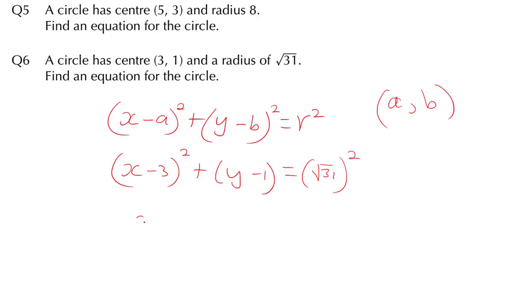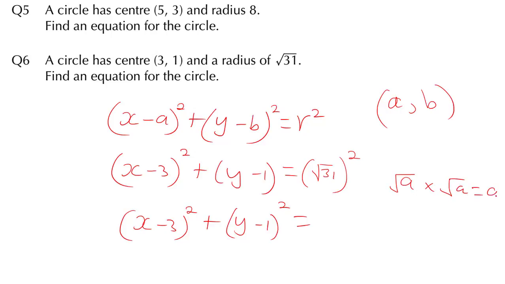Now, we just basically simplify. So I've got x minus 3 squared plus y minus 1 squared equals root 31 times root 31. Now, remember, using surds, root a times root a is always equal to a. So root 31, if you're squaring it, means you're multiplying it by itself. So root 31 times root 31 is going to be 31. So that's the equation of that circle.